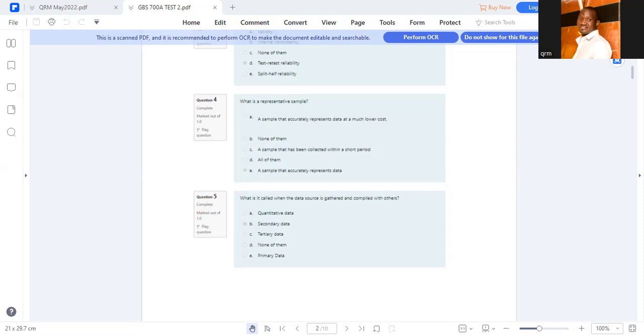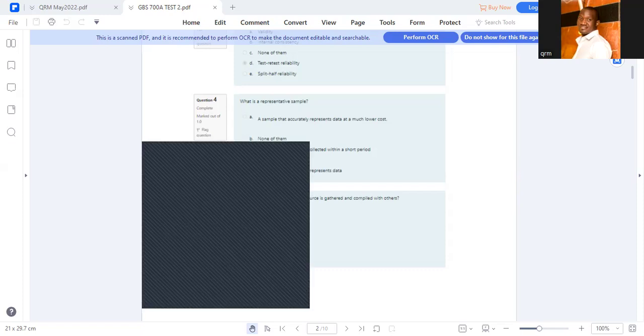Then part C was saying a sample that has been collected within a short period of time. So time frame affects relevance, but it doesn't affect representativeness directly. So there are some factors that we need to know that will affect the representativeness of the sample. What are some of these characteristics, if I may ask? We have issues to do with the sampling method that you're using, the sample size that you're using, and the diversity of the population that you have. These are the key factors that you should be looking at when we're looking at representation.